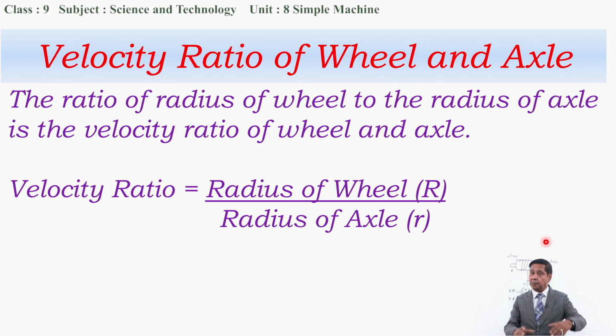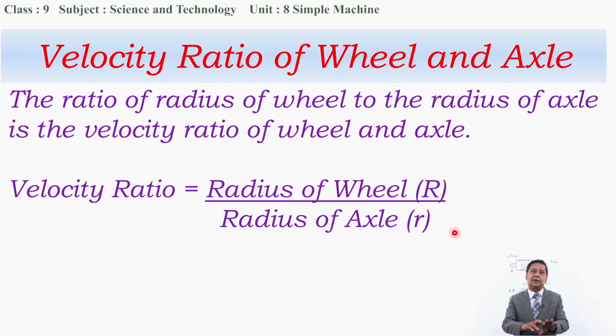But in inclined plane, what I told you, the ratio of length of the inclined plane to the height of the inclined plane is velocity ratio, because in different simple machine, effort distance is measured differently. That's why the equation of velocity ratio is different in different simple machine. But the general definition for the velocity ratio is the ratio of distance covered by the effort to the distance covered by the load.